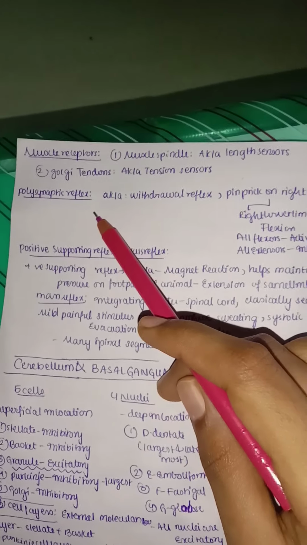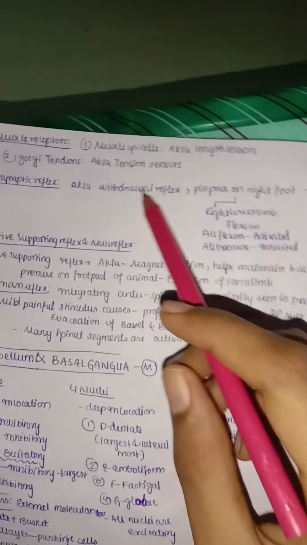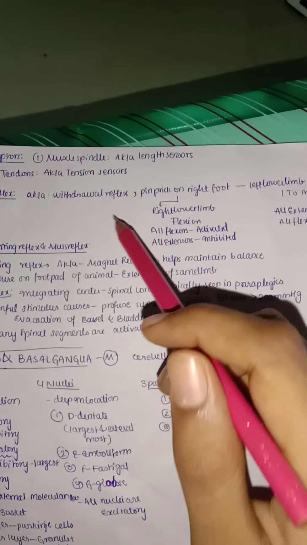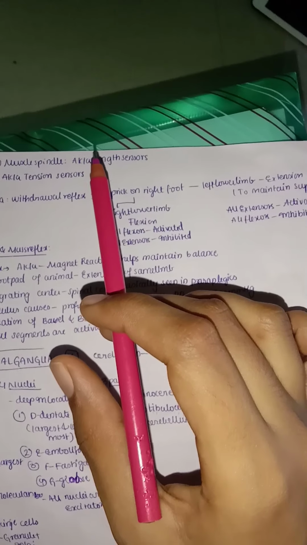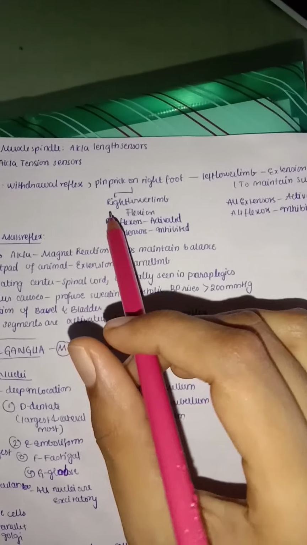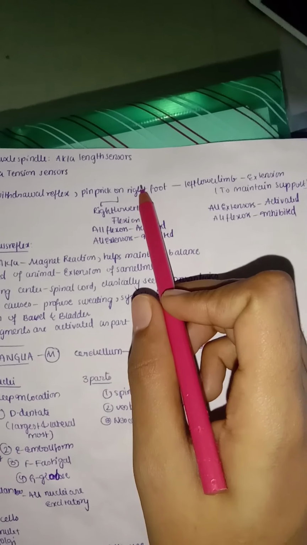Next, let us see the polysynaptic reflex. It is also called the withdrawal reflex. The main example is a pinprick on the right foot. So if you are running in a thorny area or some pin is pricked into a leg, let us see what happens, especially to the right foot. Here we took this as an example.